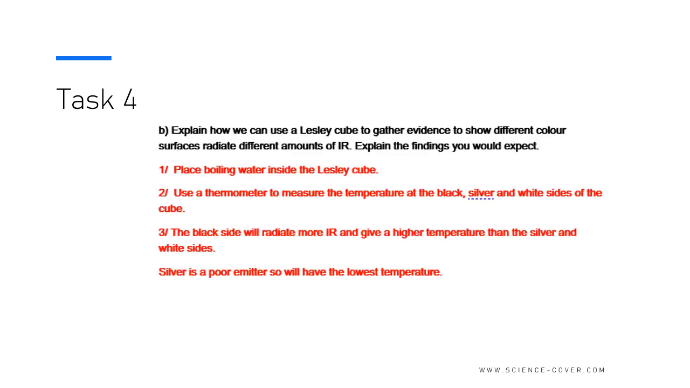Part B. Explain how we can use a Leslie cube to gather evidence to show different color surfaces radiate different amounts of infrared. Explain the findings you would expect. Place boiling water inside the Leslie cube. Use a thermometer to measure the temperature of the black, silver, and white sides of the cube. The black side will radiate more infrared and give the higher temperature than the silver or white side. Silver is a poor emitter, so will have the lowest temperature.